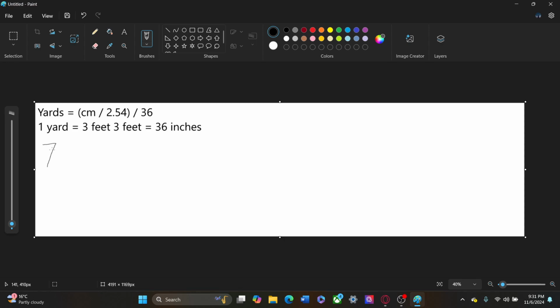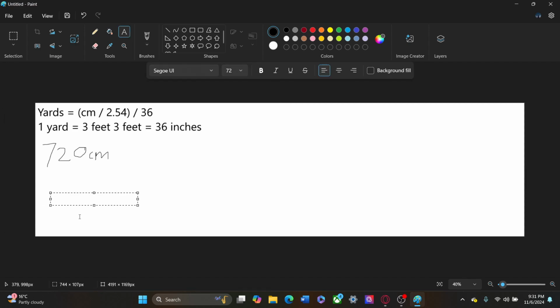So, we'll go an easy one. 720 centimeters. Okay? Now, what do we need? First, yards. That equals centimeters divided by 2.54 divided by 36. Now, we know that our centimeters is 720, right? Now we divide that by 2.54 and 36.